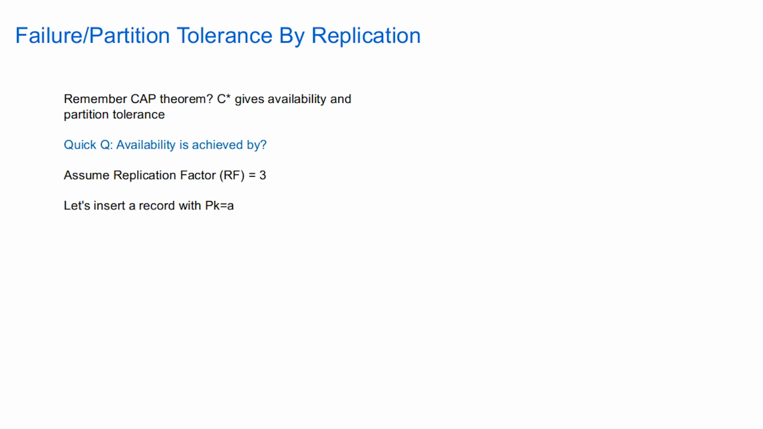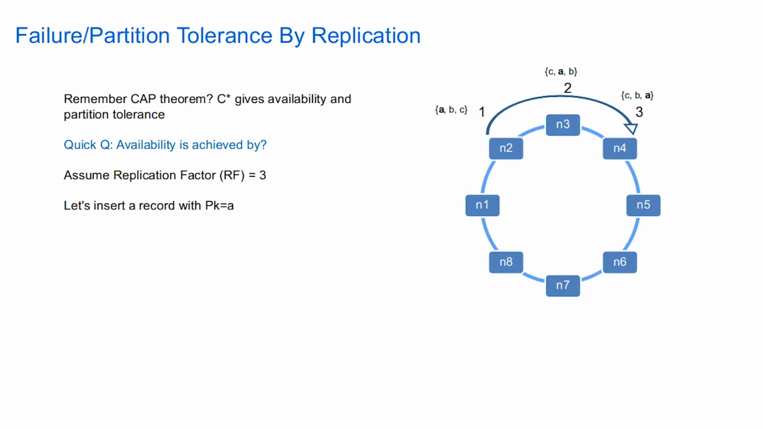Let's assume replication factor 3 and let's insert with a partition key equals A. Now, if you remember CAP theorem, A here indicates system availability. A does not indicate data availability. That's the first distinction I want to bring on the table now. Availability has two definitions: system availability and data availability. Okay? Now the question is, why should we treat them differently?